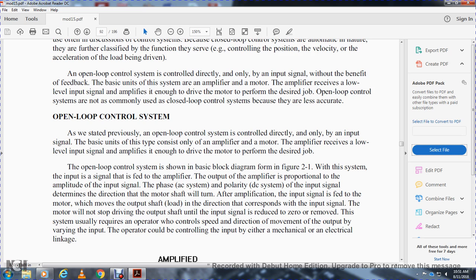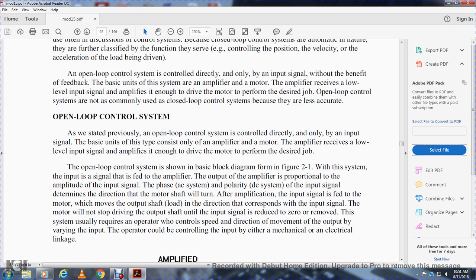From figure 2.1, the input signal is fed to the amplifier. The amplifier output is proportional to the amplitude of the input signal, with the phase in an AC system. The polarity of the input signal in a DC system will determine the direction the motor shaft will turn. After the application of the input signal, it is fed into the motor, which moves the output shaft and load in the direction corresponding with the input signal. The motor will not stop driving the output shaft until the input signal is reduced to zero or removed.